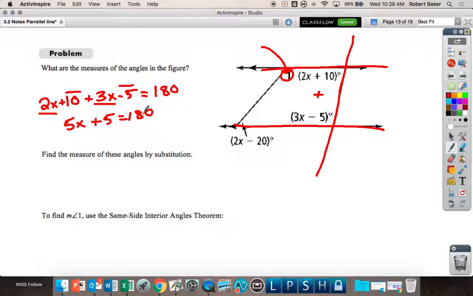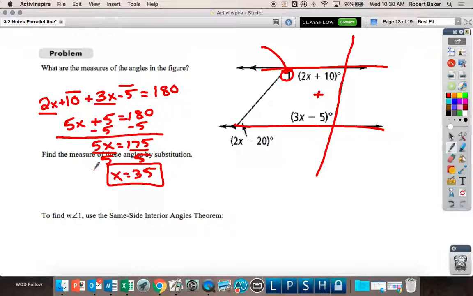What would you do next? Subtract 5 on both sides. 175, and then divide by 5. Divide both sides by 5. X equals 35.